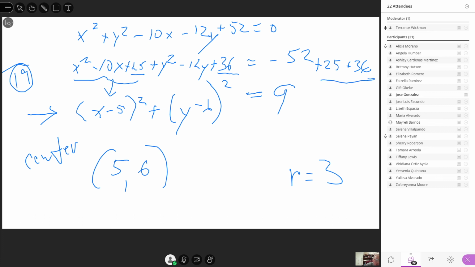That's why you get 9. So you're not complete. These are squares. That gives you the center, but you got to get the radius on the right. So that's perfect. You guys are understanding.